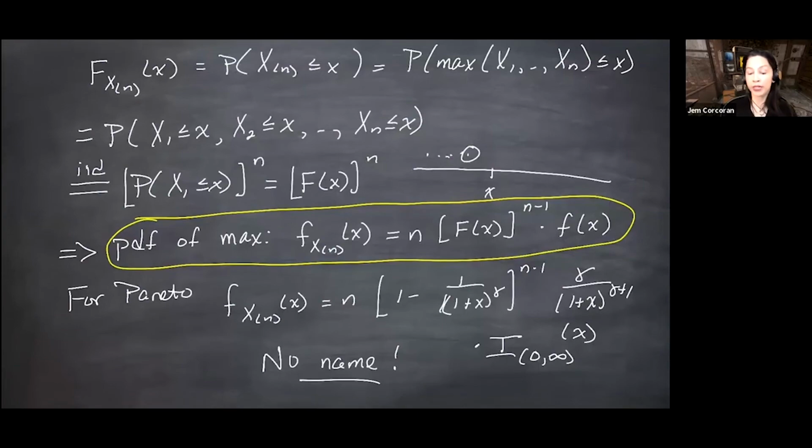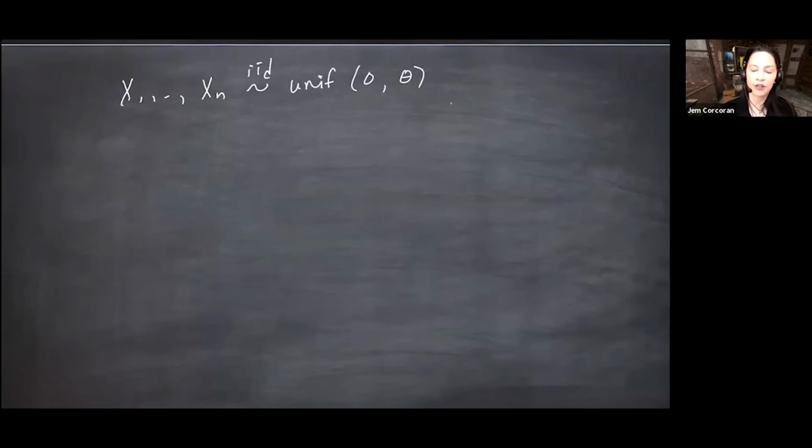Where might we want one? Imagine that you have X1 through Xn, IID uniform on 0 to theta. That means they're going to fall between 0 and theta, which, by the way, theta is an unknown parameter, and they're going to have a nice flat line distribution. And the height would have to be 1 over theta, so that the total area is 1.